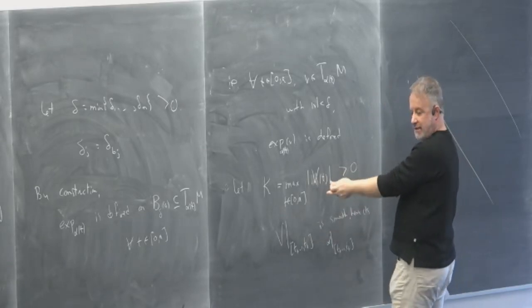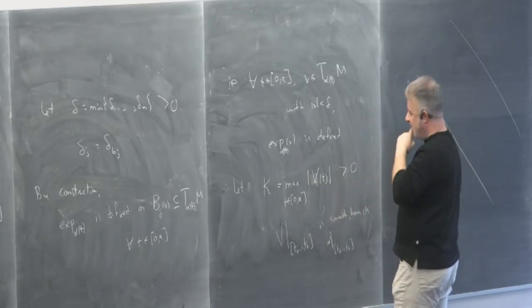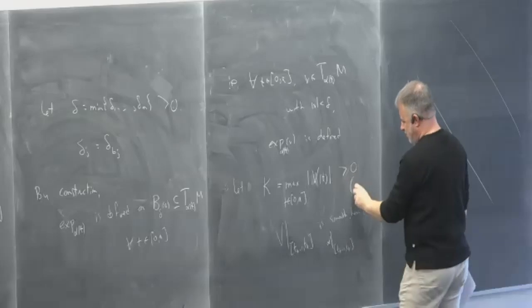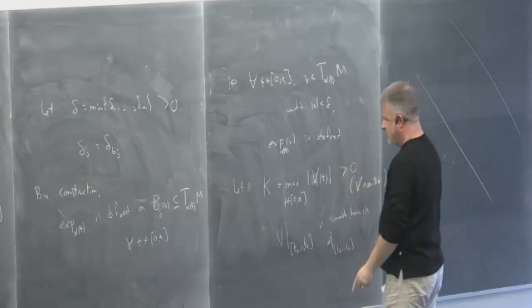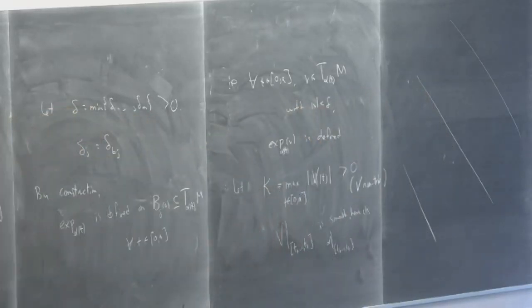I can assume that V is not identically 0. The only way this will be 0 is if V was identically 0. But if V was identically 0, I can take sigma of s, t to be just alpha of t, and that works. That's a variation of alpha, and it gives me V is 0. So I assume V is non-trivial. Okay, so I have this positive real number K.